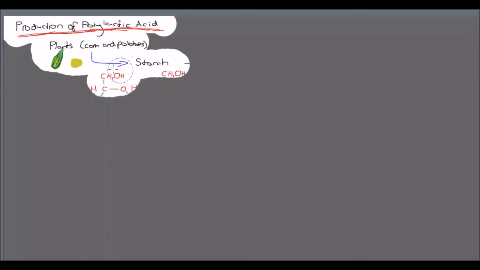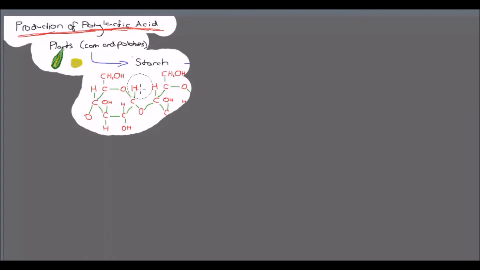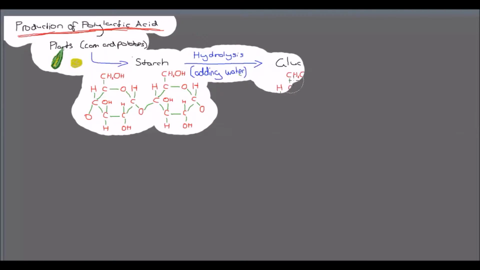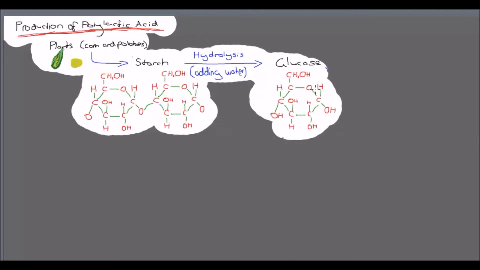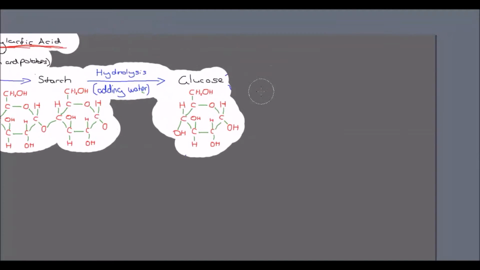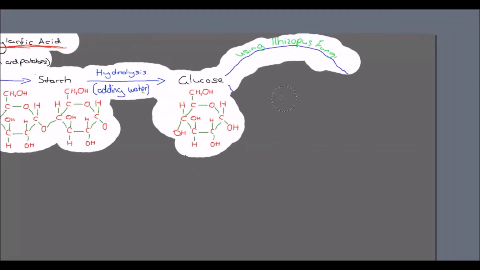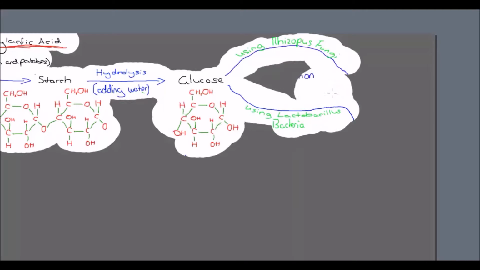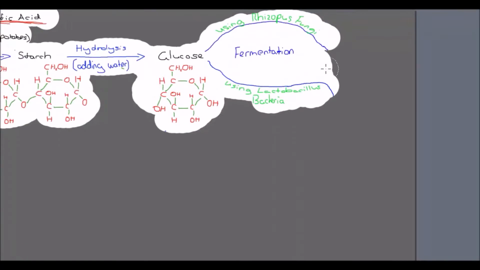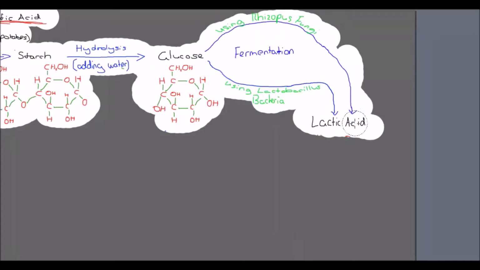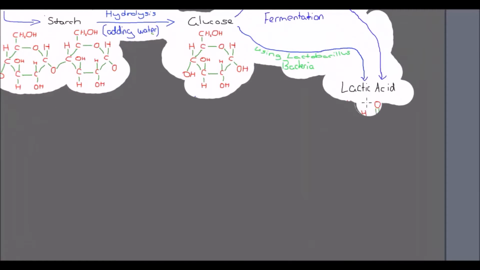Okay, so here we've got the production of polylactic acid. So we start out with plant material, such as corn and potatoes, which we can easily extract the starch from, right? So we get starch, and then by adding water to that, or hydrolyzing it, we can end up with just individual glucose molecules, which is then fermented using one of two organisms, the rhizopus fungi or the lactobacillus bacteria. And so that just ferments the glucose and turns it into lactic acid, which is our basis for this polymerization.